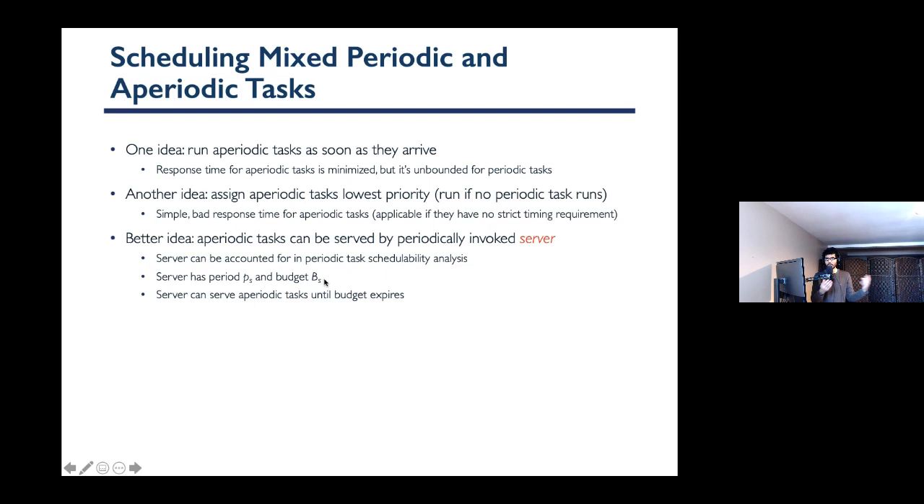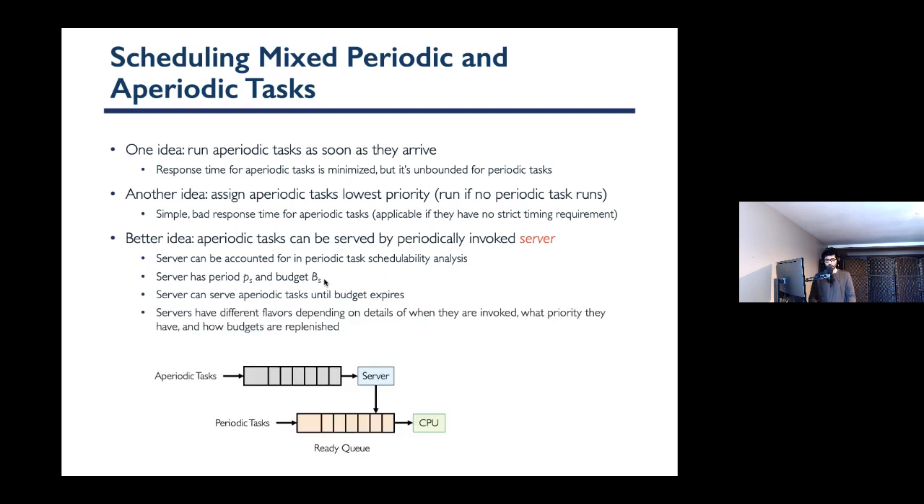Because we have aperiodic tasks coming, we're not sure if we're going to stick to this maximum execution time, but we still are going to give it a budget of B. We call it PS and BS, so the period of the periodic server and the budget of the periodic server. Okay, now the idea is basically what I just said.